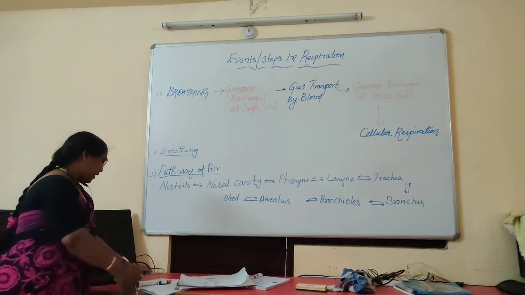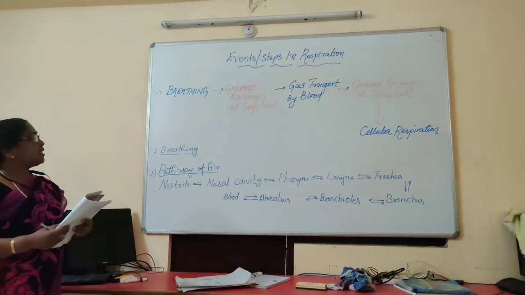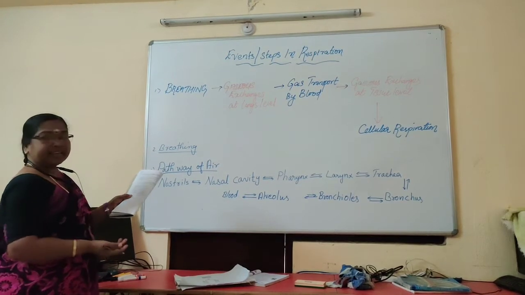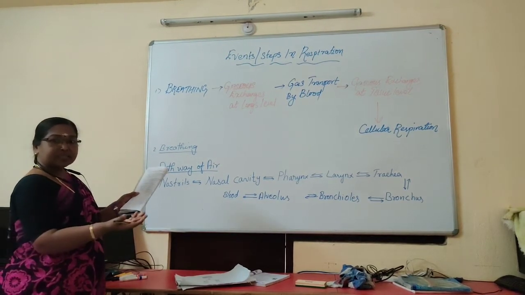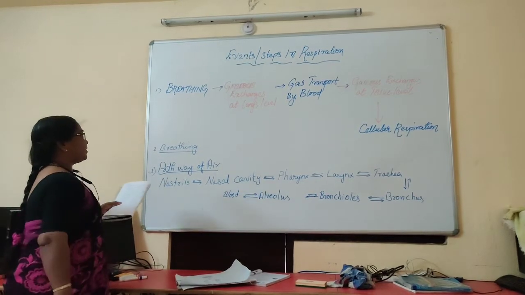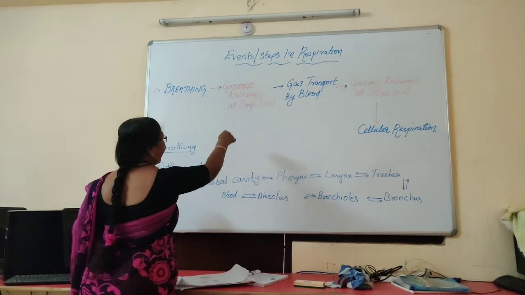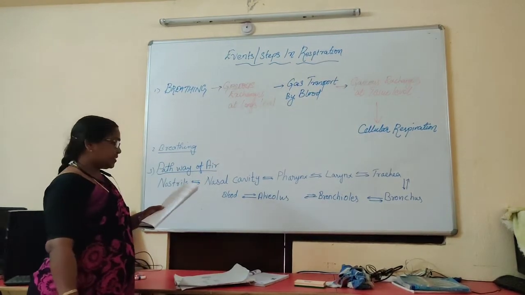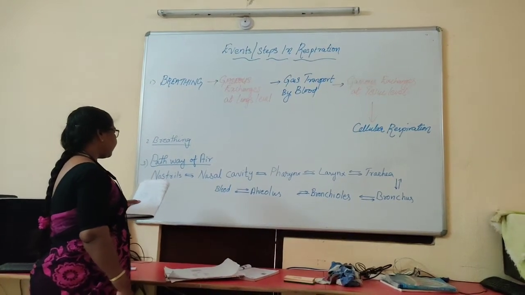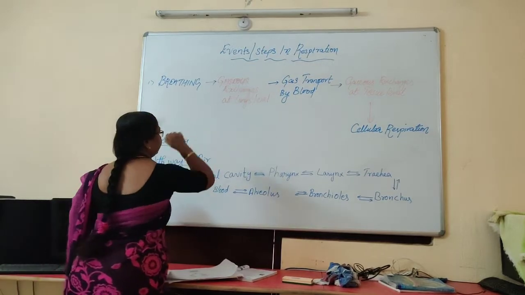Breathing is the air movement into and out of the lungs. The air goes into the lungs, and from the lungs some air comes out. This process is breathing. Next one is gaseous exchange at lungs level, the exchange of gases between alveoli and blood.